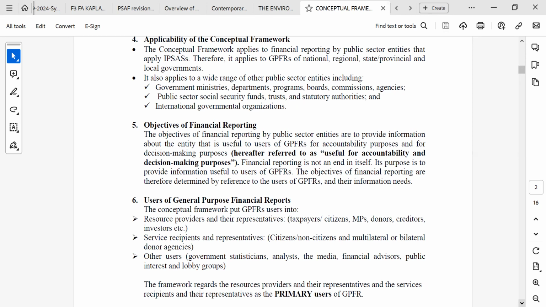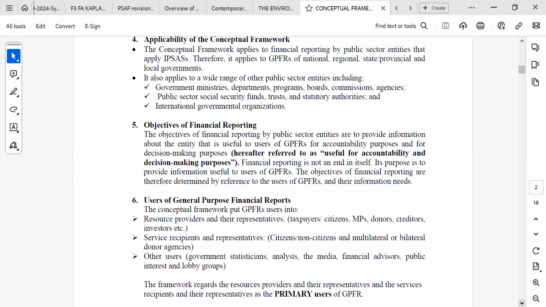If you go to road and transport, who are the service recipients? It is the citizens, people that use the road. If you go to the education sector, who are the service recipients? It is the students, because they receive the service directly from the teachers. So for service recipients, we can talk about the citizens, and we can also talk about non-citizens. We have Nigerians over here who are using our water, our electricity, and all those things. They are benefiting from a lot of things. And we can also have the bilateral or the multilateral donor agencies.